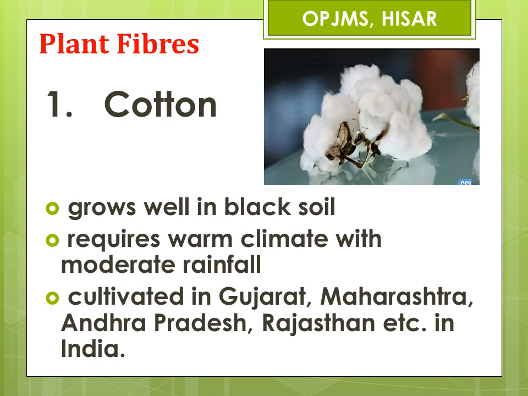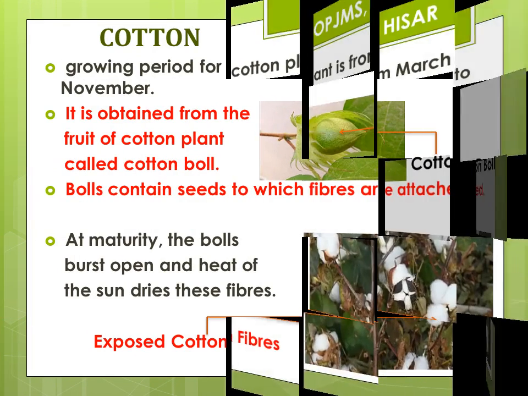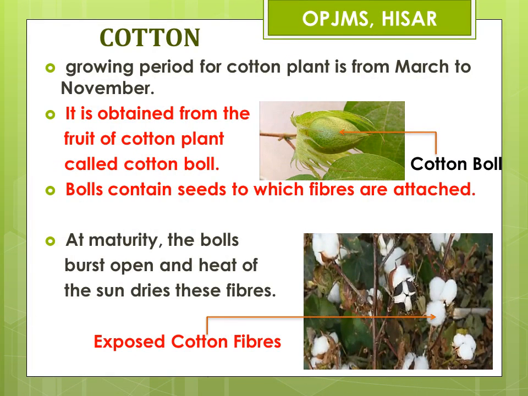Cotton plant is a shrub. It is usually grown in places having black soil and warm climate with moderate rainfall. Black soil has the ability to retain moisture and is therefore best suited for the cultivation of cotton plants. In India, the growing period for cotton is from March to November.